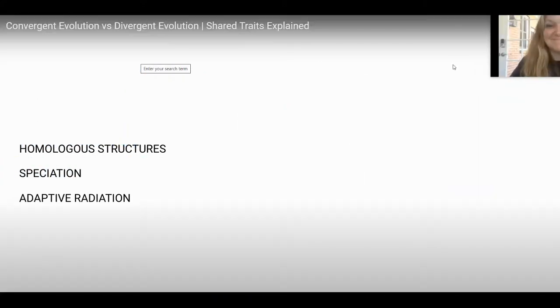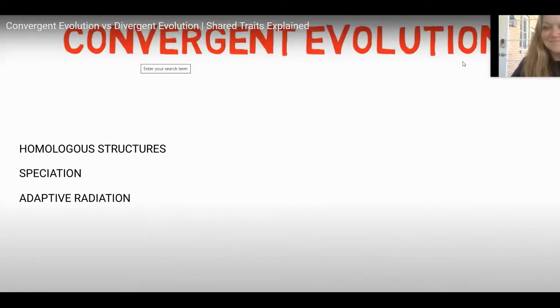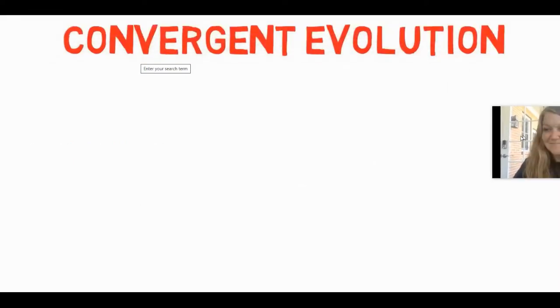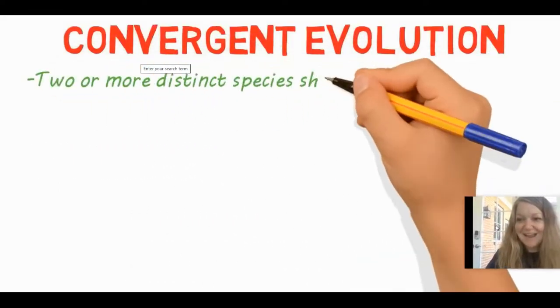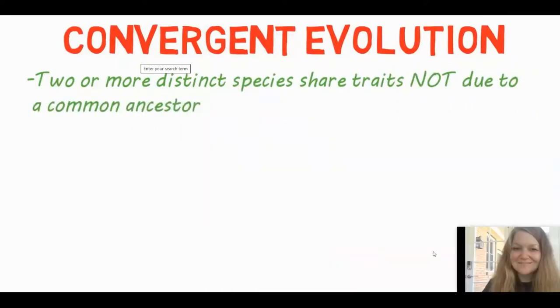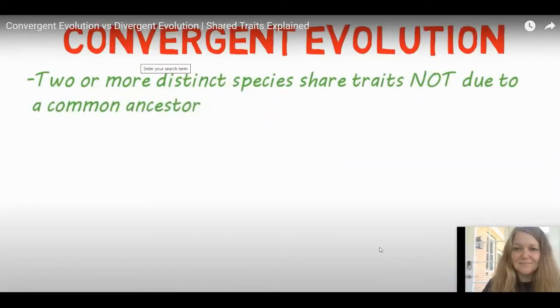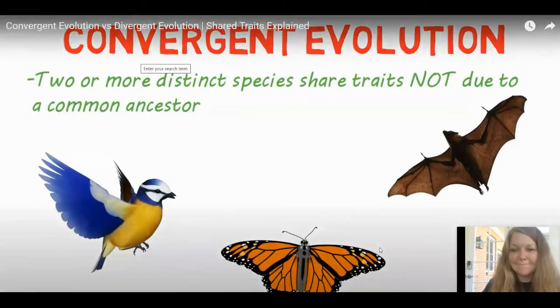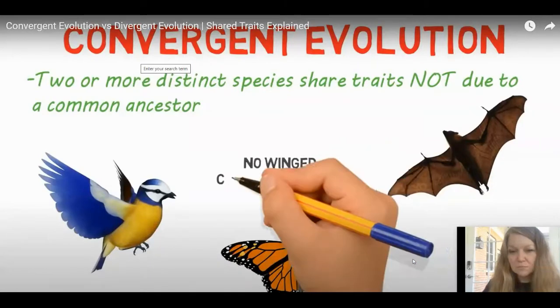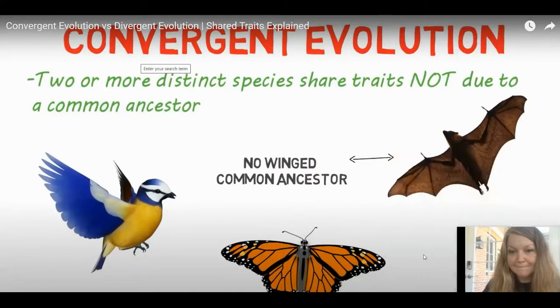Now let's contrast this with convergent evolution. In convergent evolution, two or more distinct species share traits not due to a common ancestor. So let's take birds, bats, and butterflies, for example. All have wings that allow them to fly, but they don't share a common ancestor with wings. So each one evolved to have wings independently. Right? Evolution converged on a similar trait in vastly different species. Right? So their wings are not due to a common ancestor.